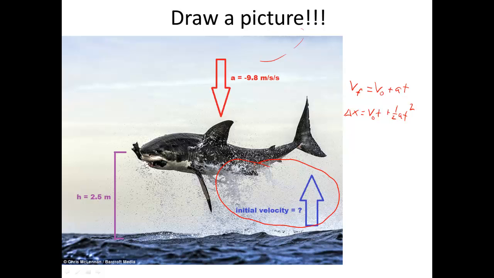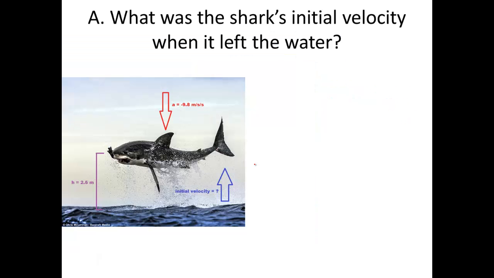Another thing that's helpful to know is that at the maximum height, the shark's velocity is switching from positive, or upward, to negative, or back down towards the water. Therefore, at the maximal height, the shark's velocity is 0. So, let's solve part A. What was the shark's initial velocity when it left the water?